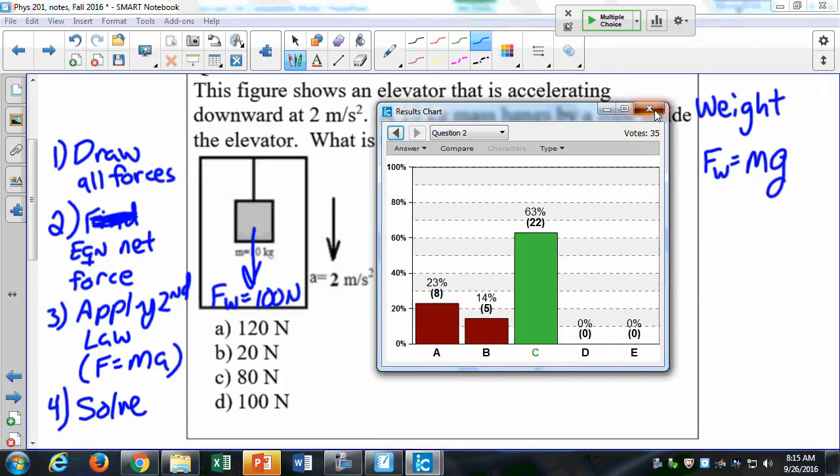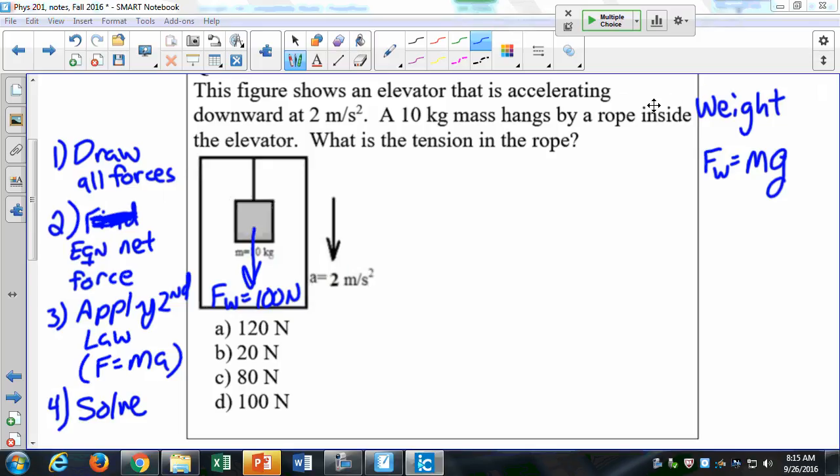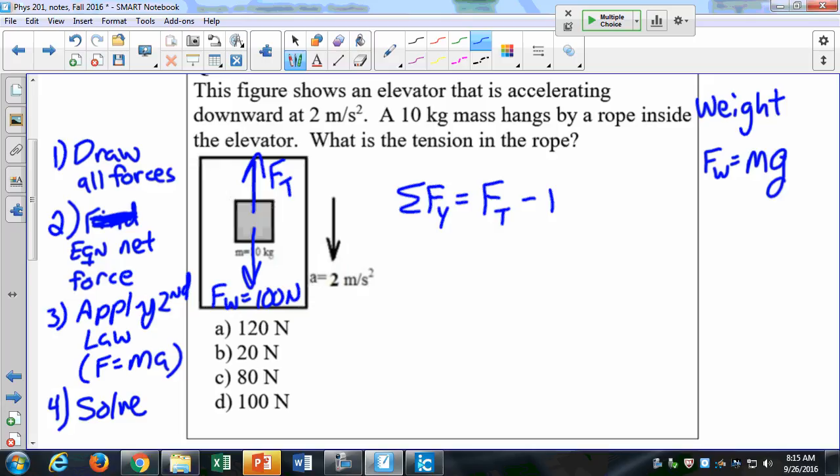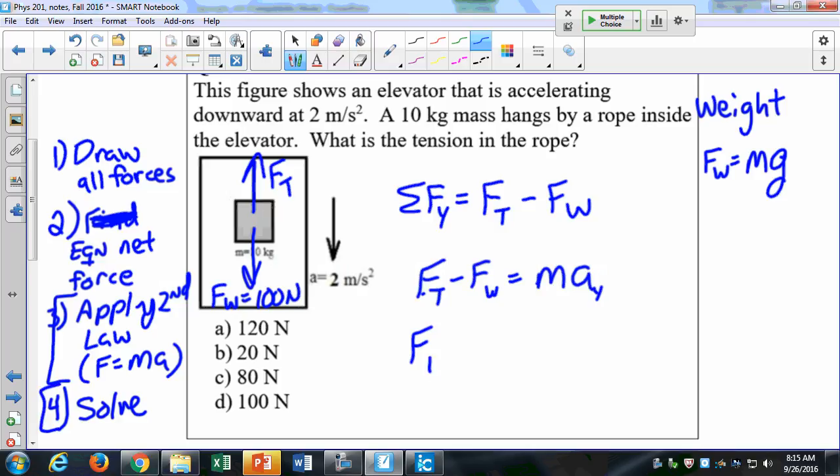Good. All right. So what we do here is we figure out what is our net force. Well, first draw all our forces. We have our tension, which is pointed upward. The net force in the y direction is going to be the tension minus the weight. And in this case, applying Newton's second law, the tension minus the weight will equal the mass times the acceleration. In this case, it's in the y direction. And so our tension, which is really what we want to know, the tension will equal the weight plus the mass times the acceleration.